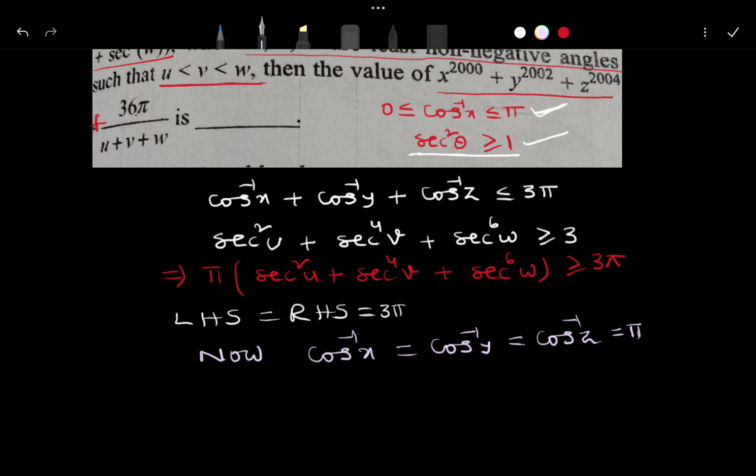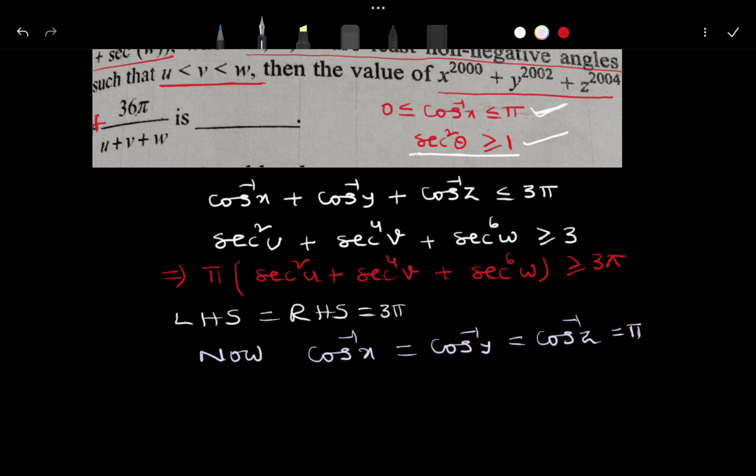And next, the RHS value. RHS value, you can take that secant square. Here you understand one point: secant square u will be greater than or equal to 1. Pi into secant square u will be greater than or equal to pi. So I will consider u as what value? That is the very important point.